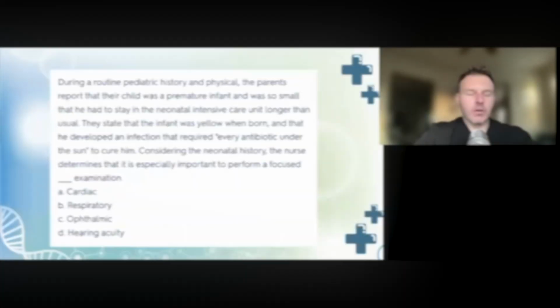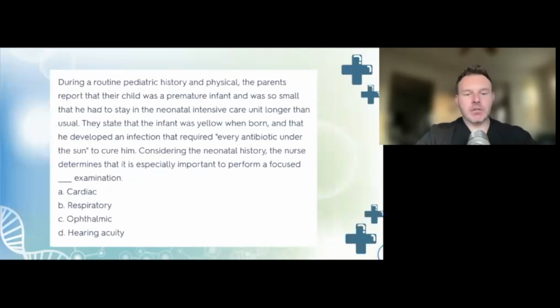Okay. During a routine pediatric history and physical, the parents report that their child was a premature infant and was so small that he had to stay in the neonatal intensive care unit longer than usual. They state that the infant was yellow when born and that he developed an infection that required every antibiotic under the sun to cure him. Considering the neonatal history, the nurse determines that it is especially important to perform a focused blank examination. A, cardiac; B, respiratory; C, ophthalmic; or D, hearing acuity.